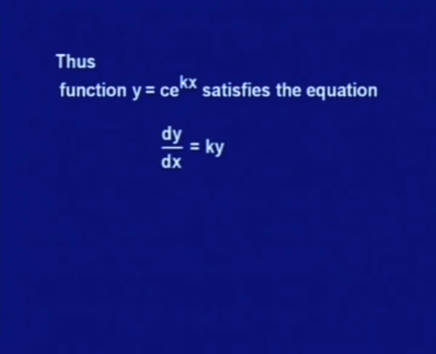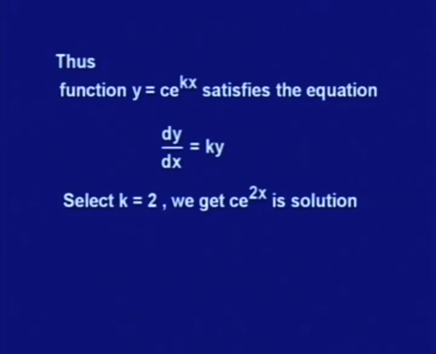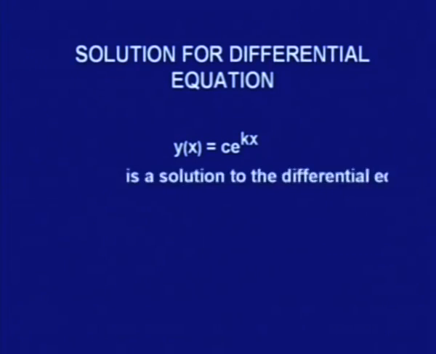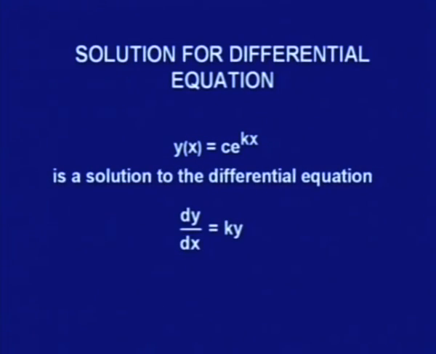So, we had started with dy over dx is equal to 2y. Now what I will do is replace this k by 2. So, we got that c times e to the power 2x is a solution to the differential equation dy over dx is equal to 2y. Let us summarize the result. We have actually got that c times e to the power kx is a solution to the differential equation dy over dx is equal to ky. This is true for every value of c.